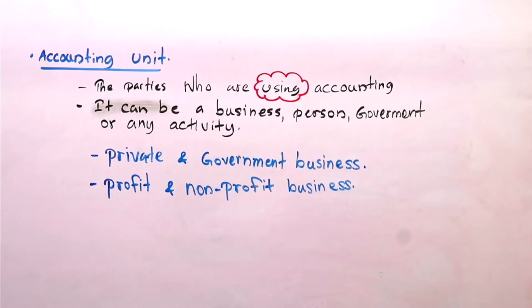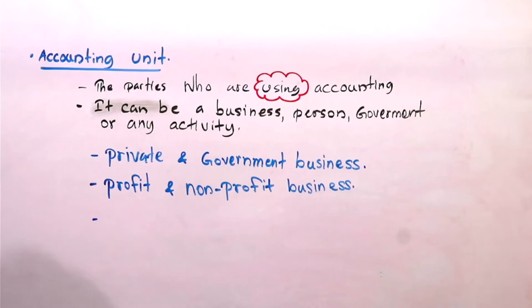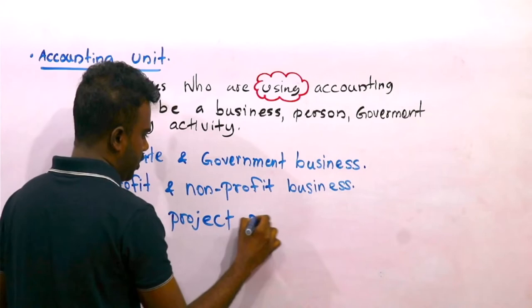Right, some characteristics, right? Then in accounting, it can normally be any activities, no? Then it can be a person, any project or any task.